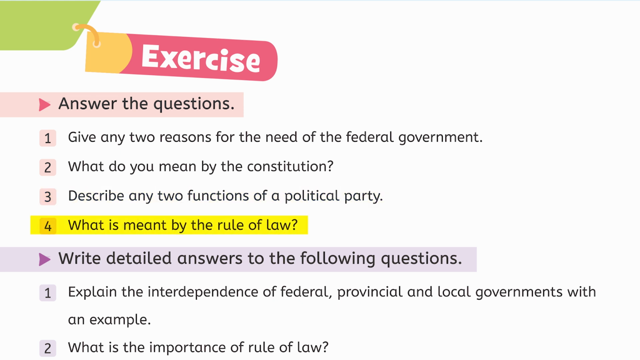And next we have, what is meant by the rule of law? The rule of law means that everyone in a country must follow the same rules. The constitution of the country guides how to make laws. These laws help keep things fair and safe for everyone.